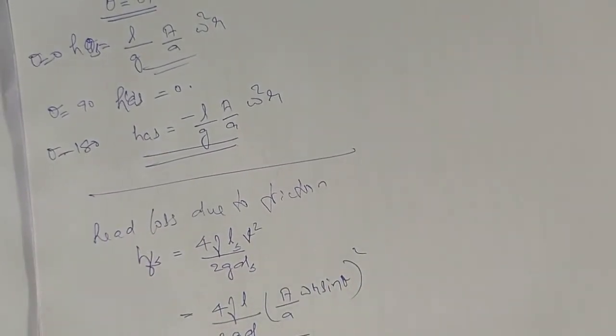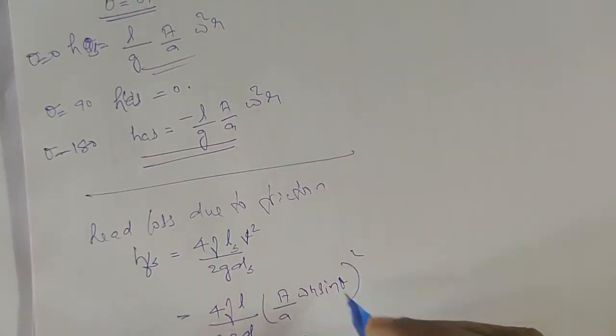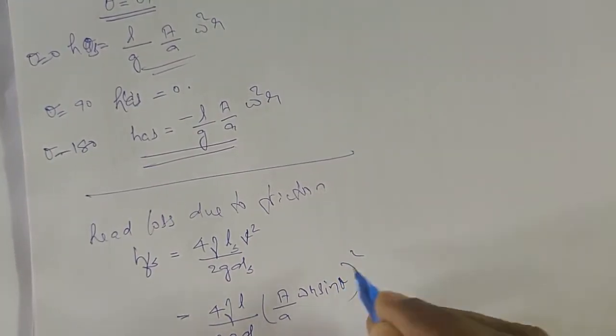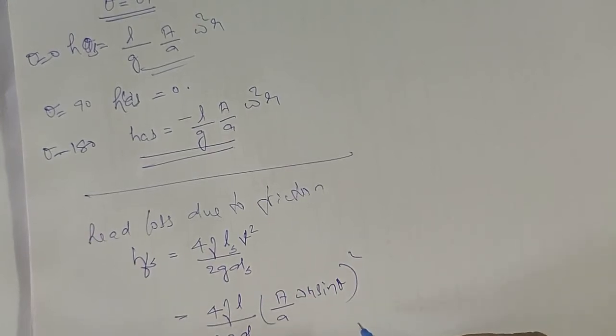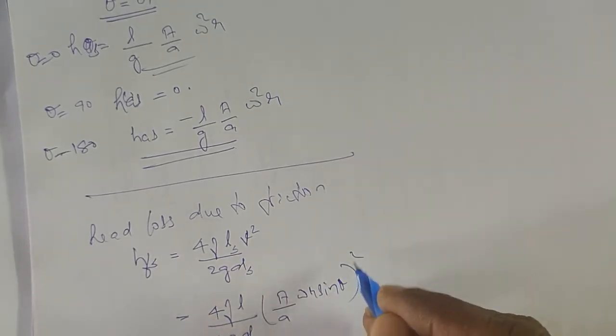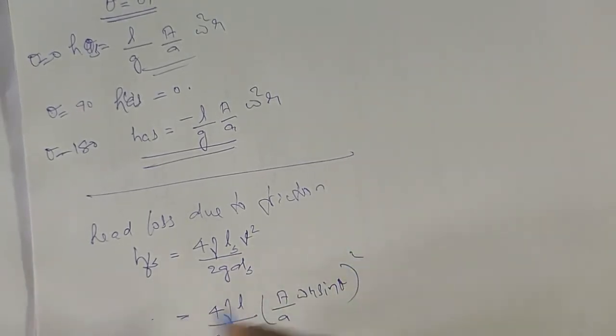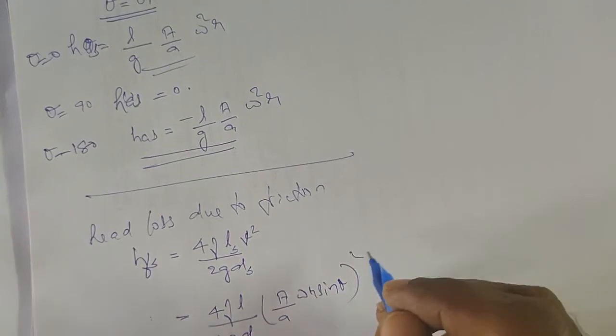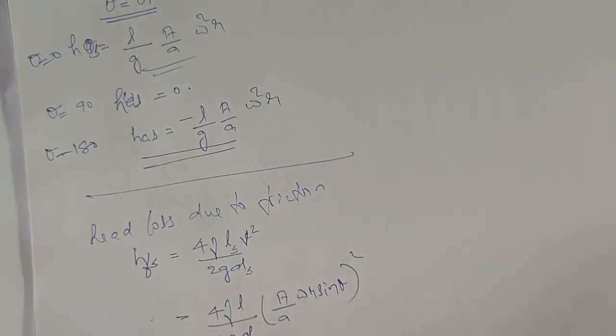So that means head loss due to friction is proportional to the square of the angle theta turned by the crank. Therefore, the variation of head loss due to friction, HF, with crank angle is parabolic. Because HF is directly proportional to the square of theta, it can be seen that it is parabolic.